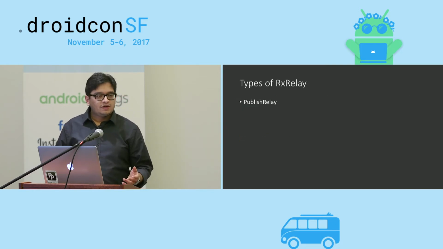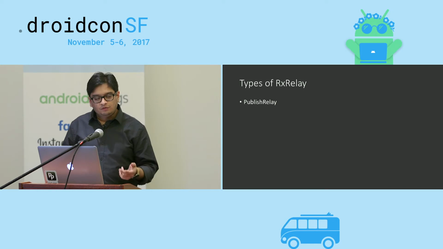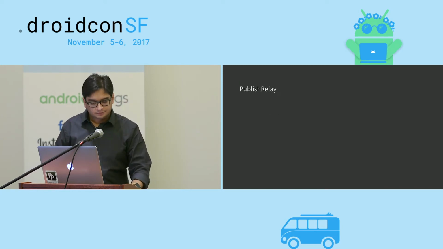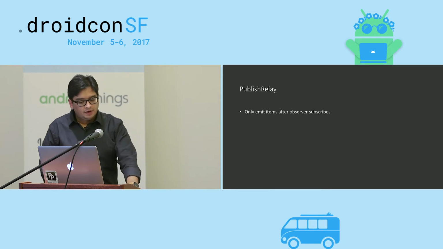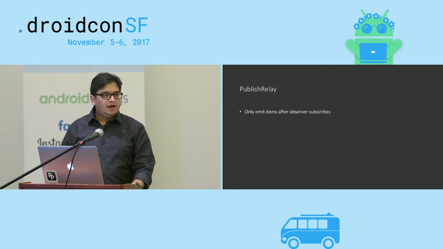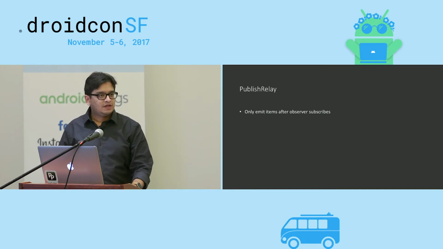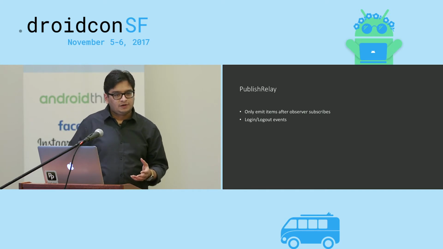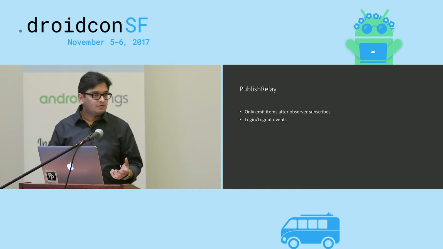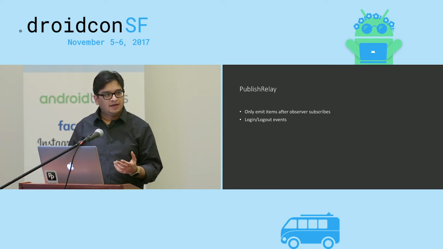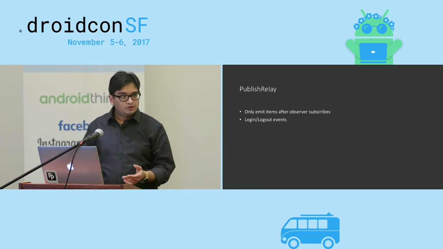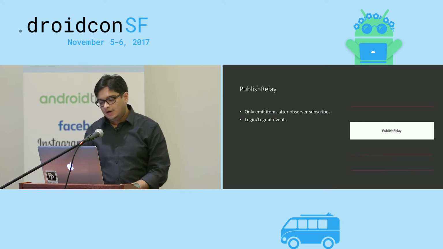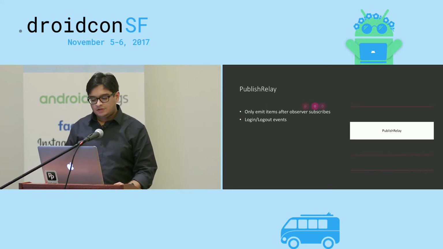There are 4 different kinds of RxRelay. What we use is PublishRelay and BehaviorRelay, and let's look at them in detail. What's a PublishRelay? PublishRelay is something which emits items only after somebody else has subscribed to it. We generally use this for login and logout events, where multiple different components in our app, whenever they come alive in the flow, go ahead and subscribe to this PublishRelay and listen for the login and logout events. So again, let's look at an example of this.